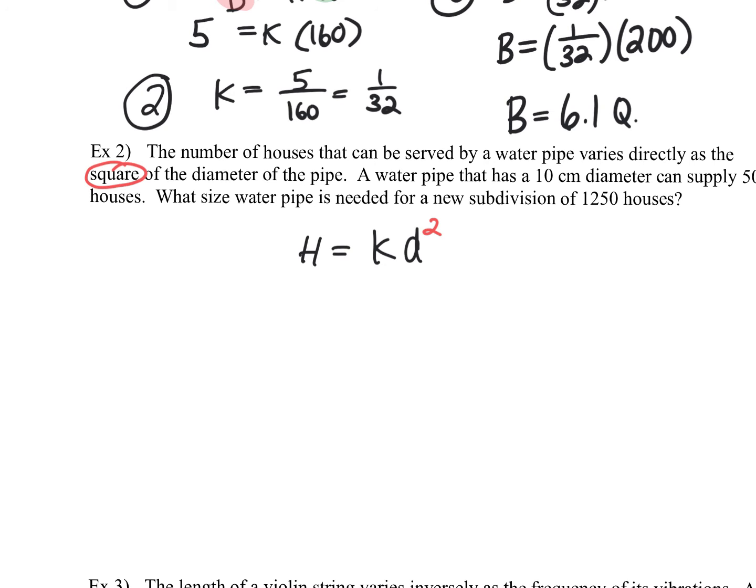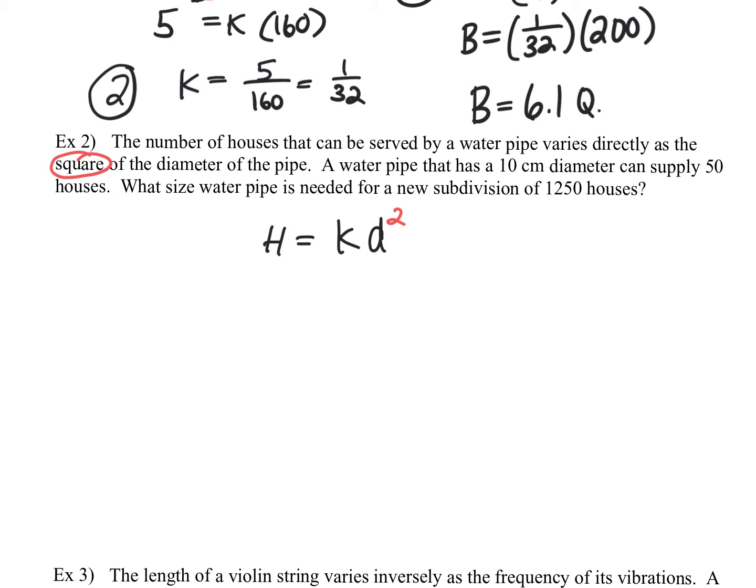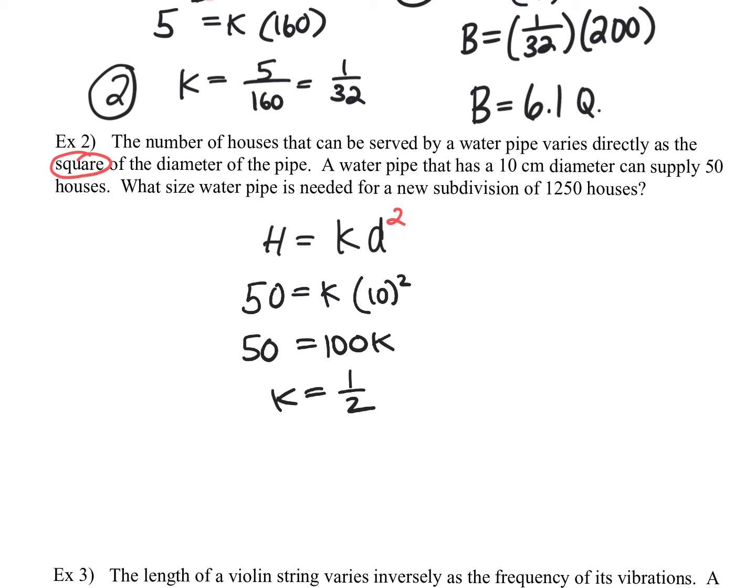From here, the equations will behave relatively similarly, right? They tell us that a water pipe that has a 10 centimeter diameter can supply 50 houses. So 50 equals k times 10 squared. Well, we can see here that 50 will equal 100 times k. So k will equal 50 over 100, or 1/2.